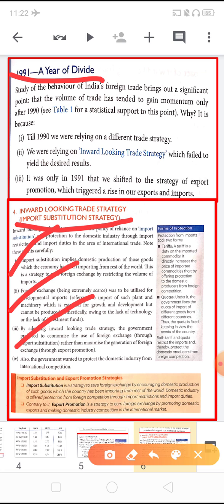So the government wanted to protect the domestic industries from international competition. This was the basic funda behind this inward looking trade strategy.